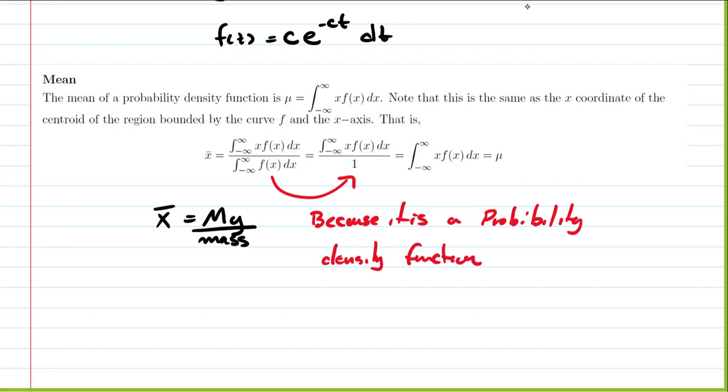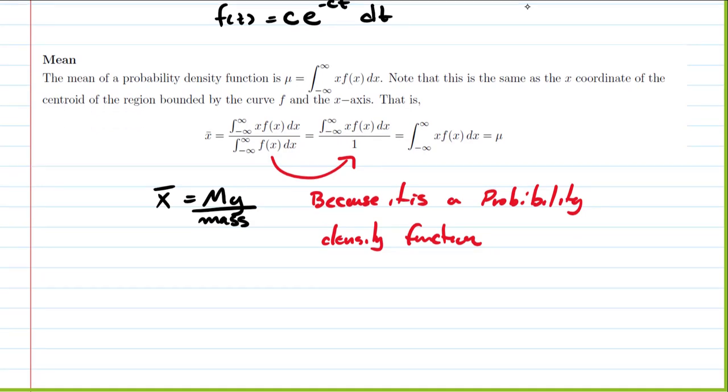So then putting all of that together, dividing by 1 doesn't change anything. So x bar is the integral from negative infinity to positive infinity of x times f of x dx, and we'll call that mu. So x bar and mu are really the same thing for probability functions anyway. All right.